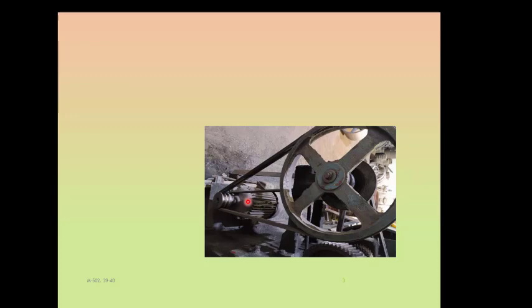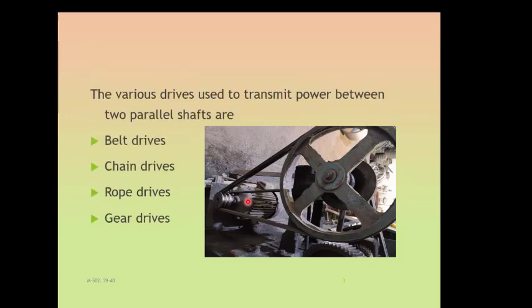You can see them in conveyors. The product has to go from one place to another place, and they use these belt drives. These are the drives commonly used: belt drives, chain drives, rope drives, and gear drives. Today's topic is belt drives. Later I will explain chain drives.